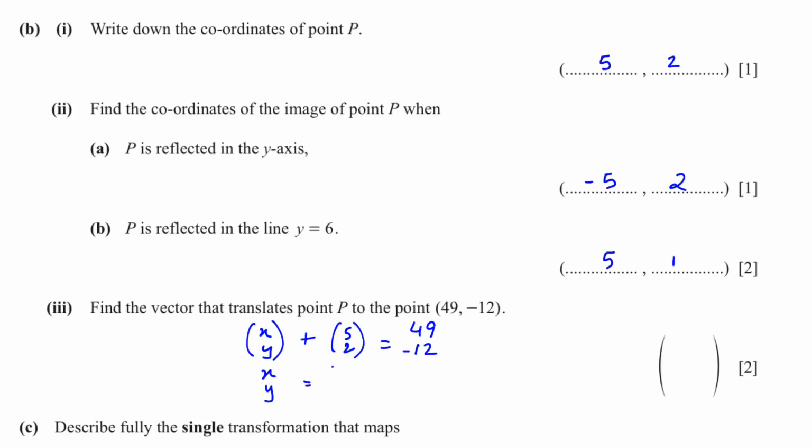This 5, when we bring it to the other side, it's a plus, it will become a minus. That will give us 44. Negative 12 minus 2 will give us negative 14. So this is your vector that translates the point P: 44, negative 14.